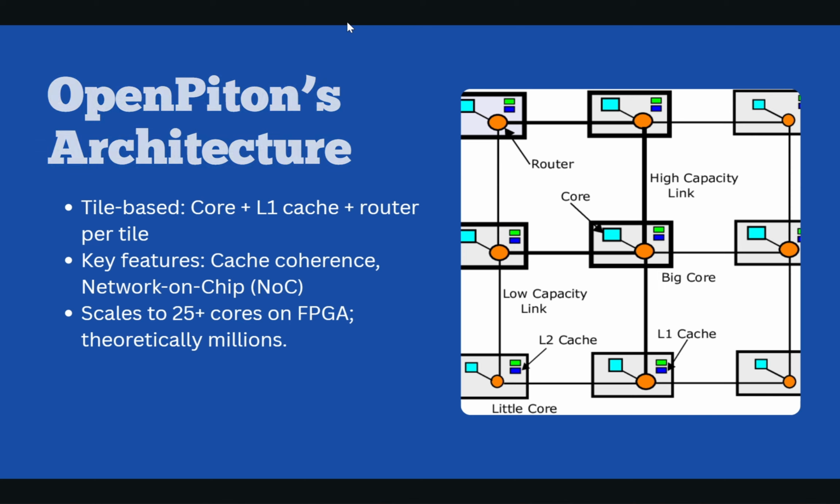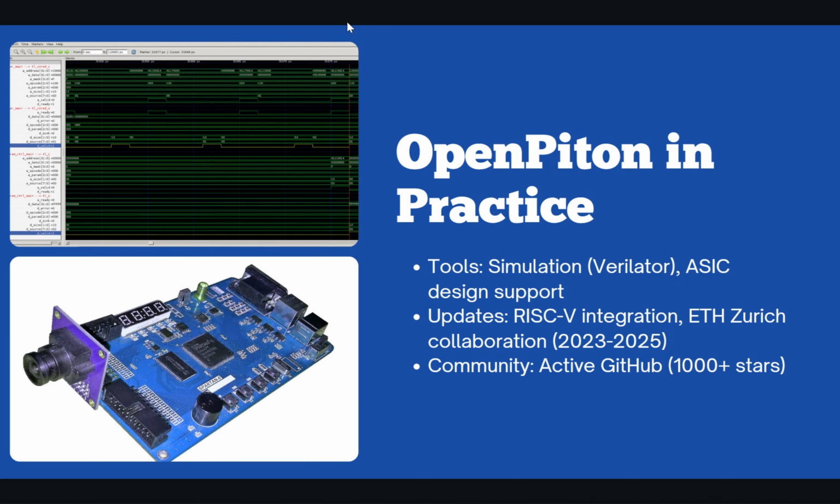OpenPiton is not just a theory. It comes with tools for simulation like Verilator and even ASIC design support, meaning it can be fabricated into real silicon. In recent years, the project has added RISC-V integration thanks to collaboration with ETH Zurich, which makes it even more relevant today. The project also has an active community on GitHub with over 1,000 stars, showing real global interest.